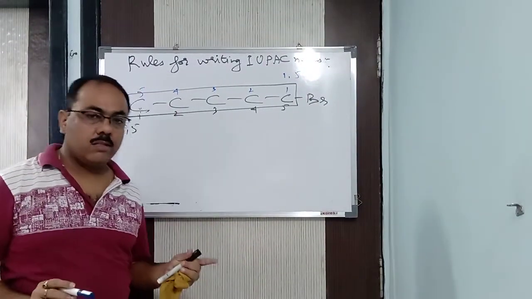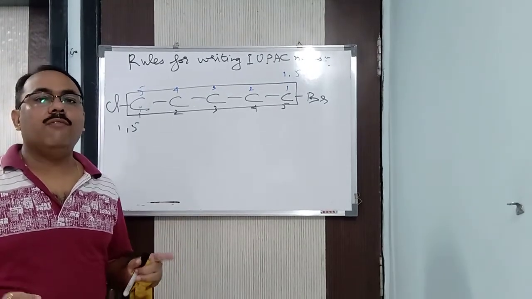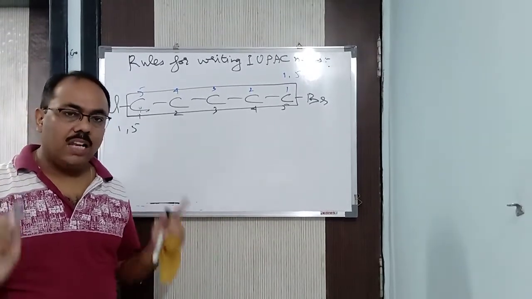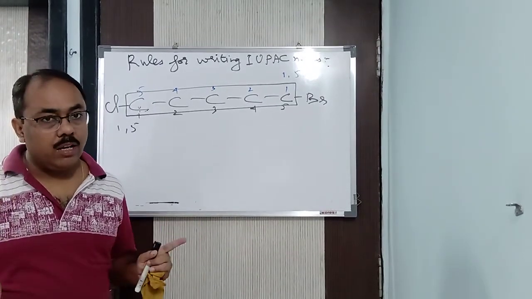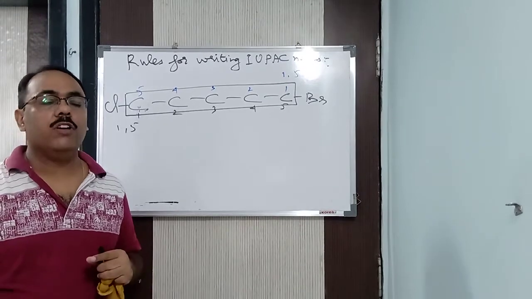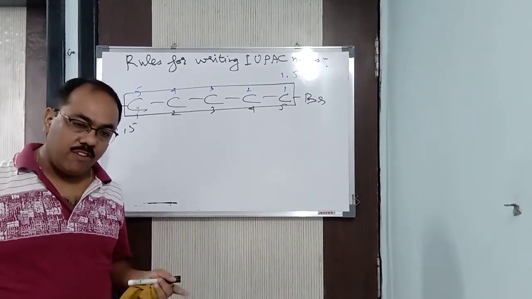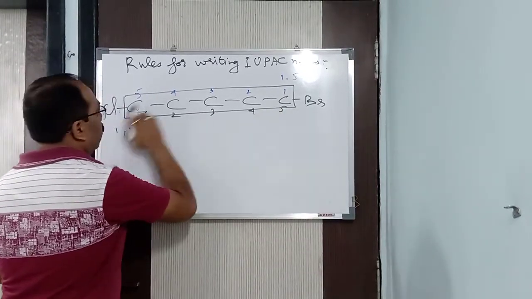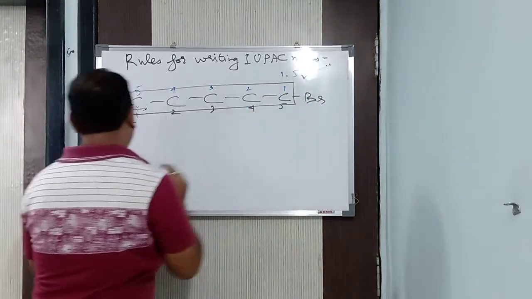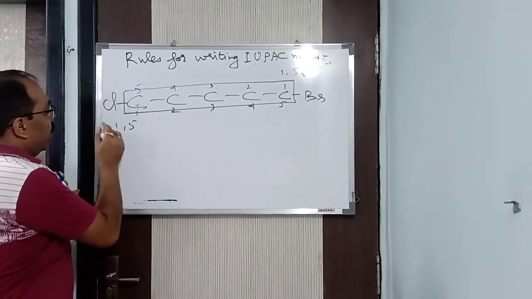If the locants are coming from either end at the same position, then we will give preference to alphabetical order. That means we will see the alphabetical order and decide from which end we are going to start the counting. So, alphabetical order, which comes first? Bromo or chloro? Bromo. So, this is correct. This is wrong. We are not going to count from this position.